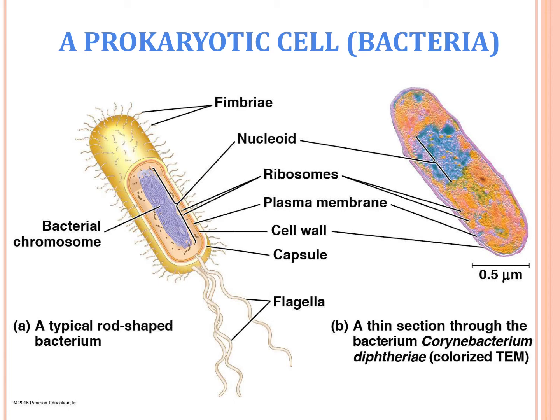Now, some bacterium also have methods of locomotion or movement, and you can see this whip-like tail, these flagella, multiple of them, to help bacteria be able to swim in a watery environment.